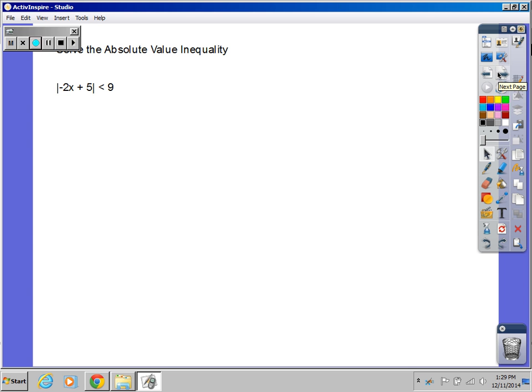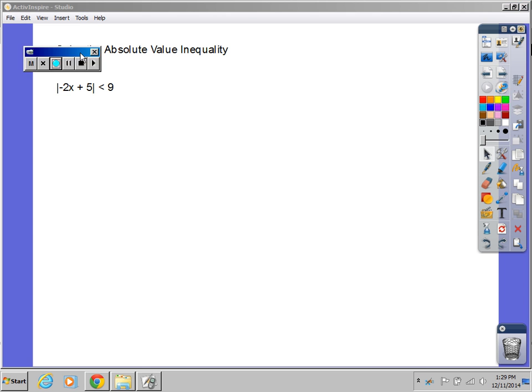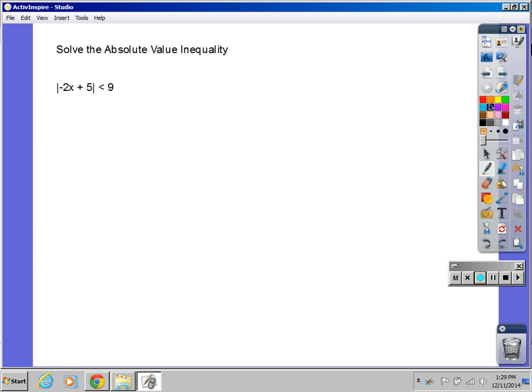First, we have solve the absolute value inequality. Okay, so remember here, the first step when we're solving an absolute value inequality is to remember that there are two possible answers. The first answer is always going to be your original problem, 2x plus 5 equals 9. The second answer is always going to be the same as the original, 2x plus 5, but this time it's going to equal negative 9.